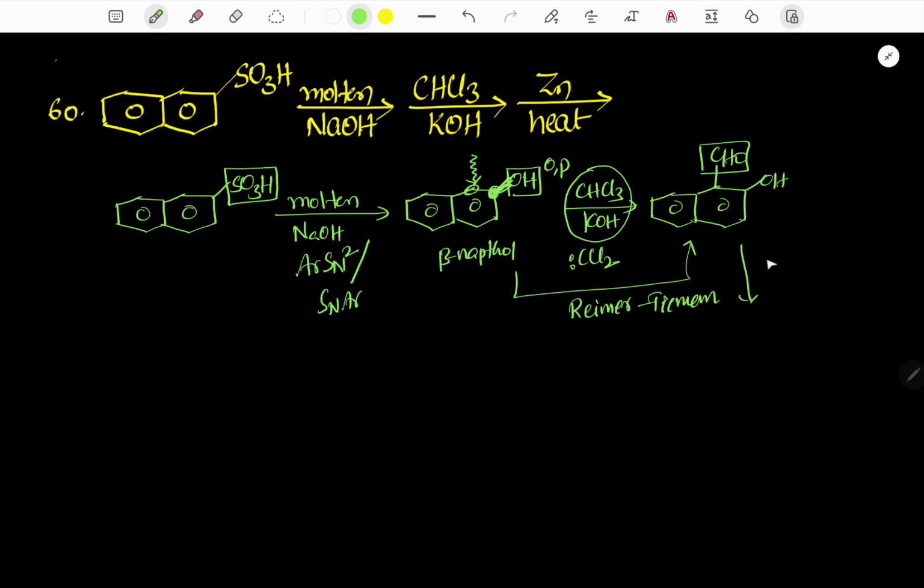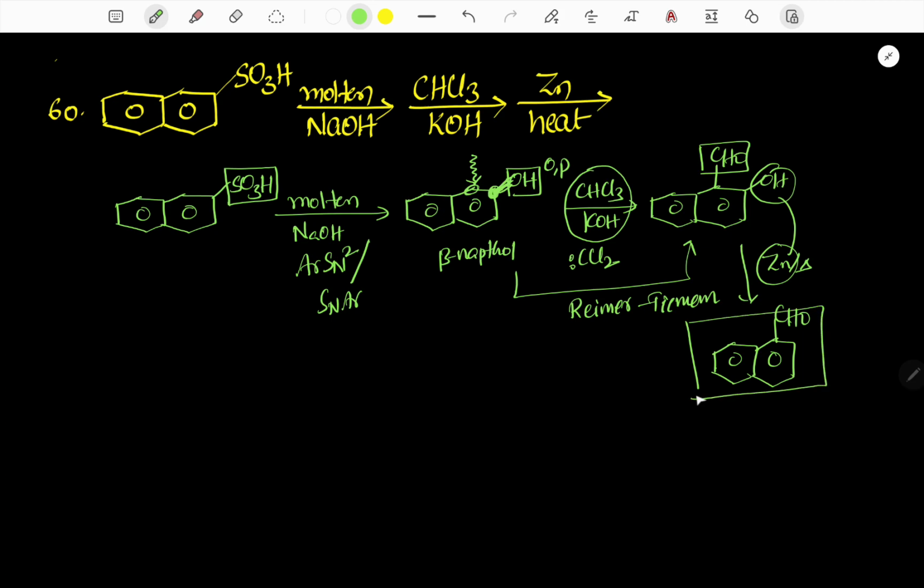Now the product is treated with zinc and heat. Whenever a phenol derivative is treated with zinc, we remove zinc oxide and finally we write the corresponding deoxygenated product. So first reaction ArSN2, second reaction Reimer-Tiemann, third reaction removal of oxygen from the phenol derivative or aromatic alcohol derivative.